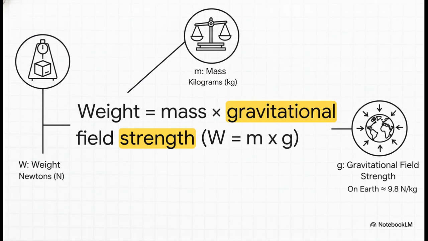And of course, there's a formula that connects them. You absolutely 100% have to know this one. Weight equals mass times g, which stands for gravitational field strength. Let's break that down. W is your weight in newtons. M is the mass in kilograms, and g is just a number that tells you how strong gravity is in a certain place. Here on Earth, its value is about 9.8 newtons for every single kilogram of stuff.